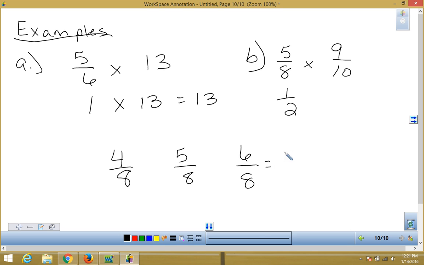6/8 is equal to 3/4. Remember that I told you the day before yesterday and yesterday that if it was 3/4 or more, we were rounding up. If it was greater than 1/4 but less than 3/4, we were rounding it to a half. So this falls in that category that's less than 3/4. And then what are we going to round 9/10 to?